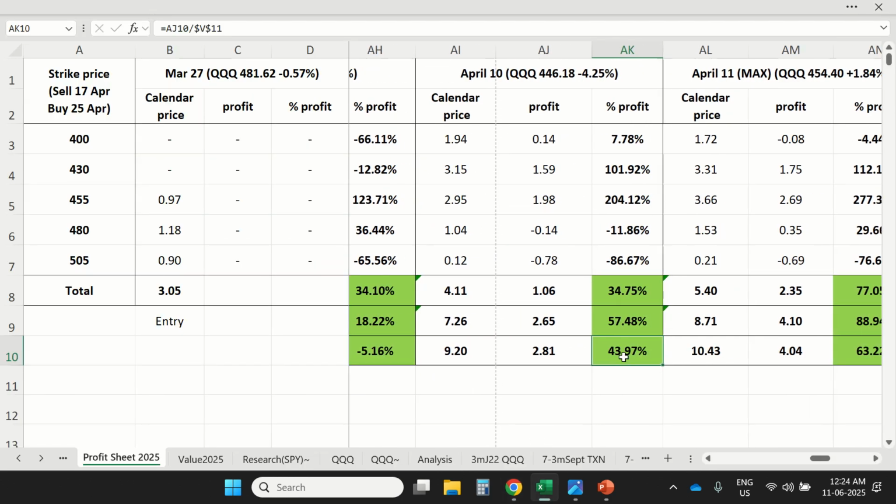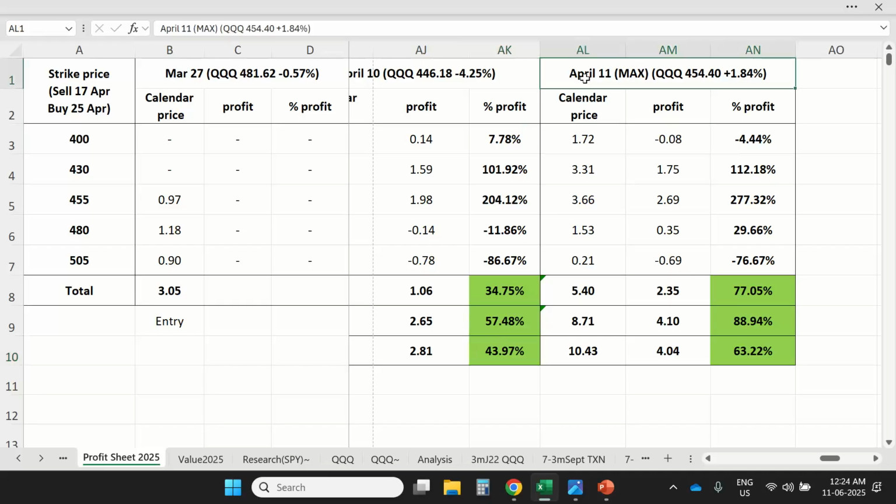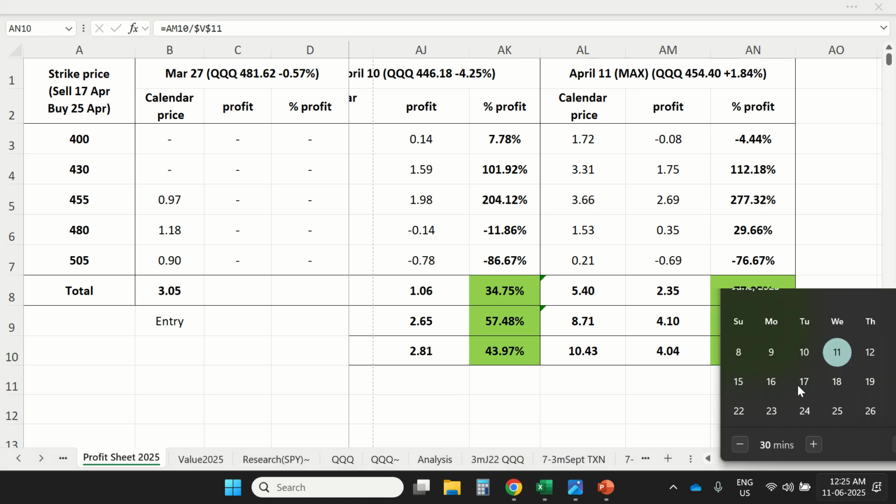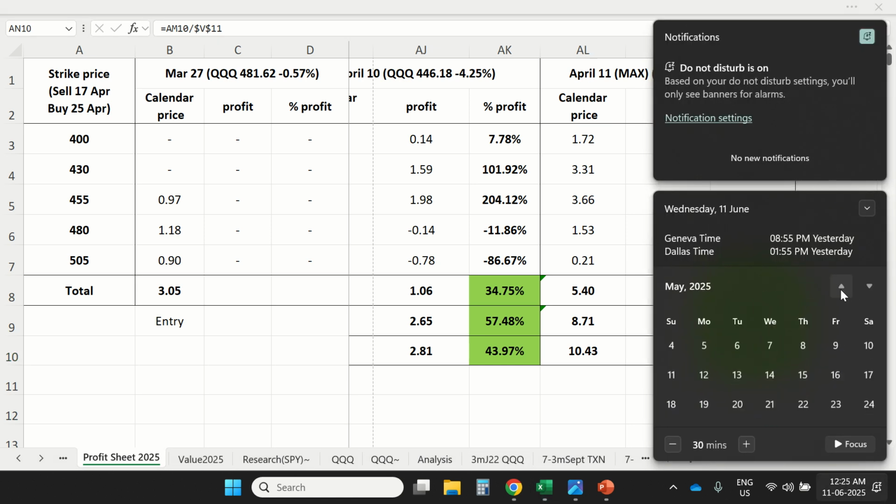So you could have exited on this day. And on 11th of April, the maximum profit was 63%. This is a very good profit it gave that day. And 11th of April is the last day you can stay in this trade. So let me show you. As you guys know, the 17th of April was my selling leg. So I don't stay in the trade in the last week. My maximum is till 11th of April.